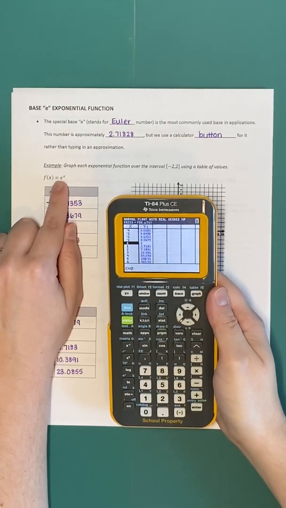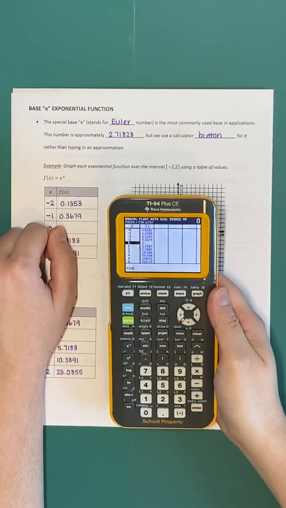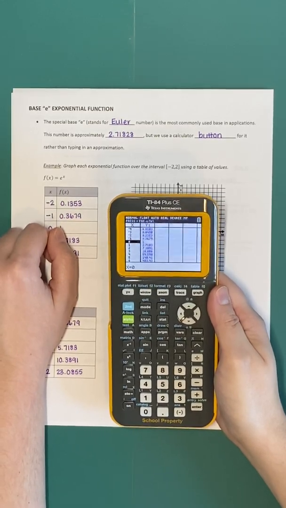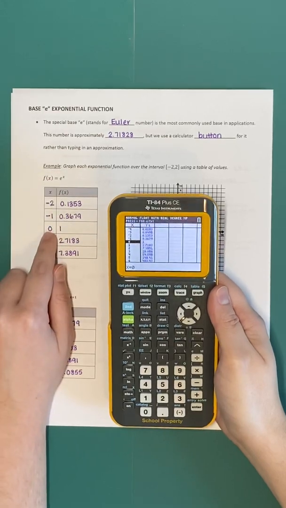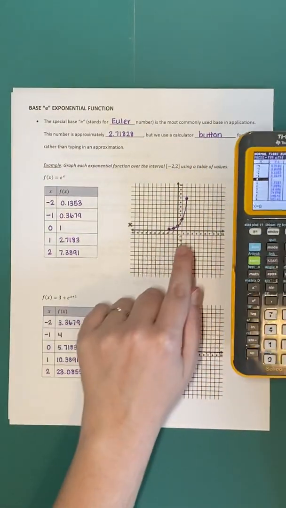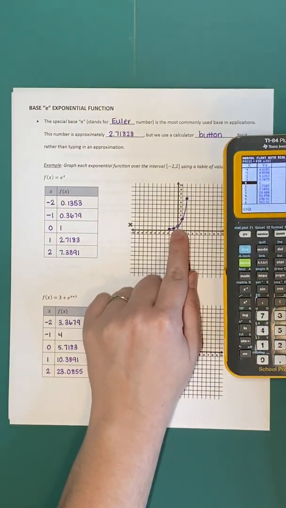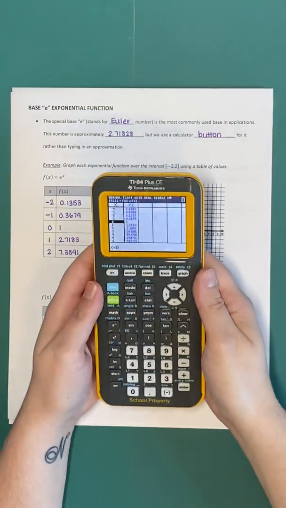e might be a strange number, but e to the 0 power is just like anything to the 0 power. Anything to the 0 power is 1. So e to the 0 power is going to give you an output of 1. So that common point, (0, 1), is also on this graph. It's on every basic exponential graph, regardless of the base.